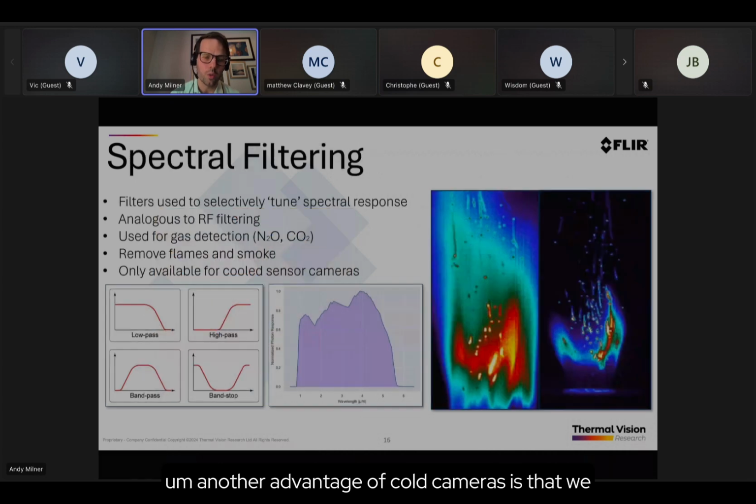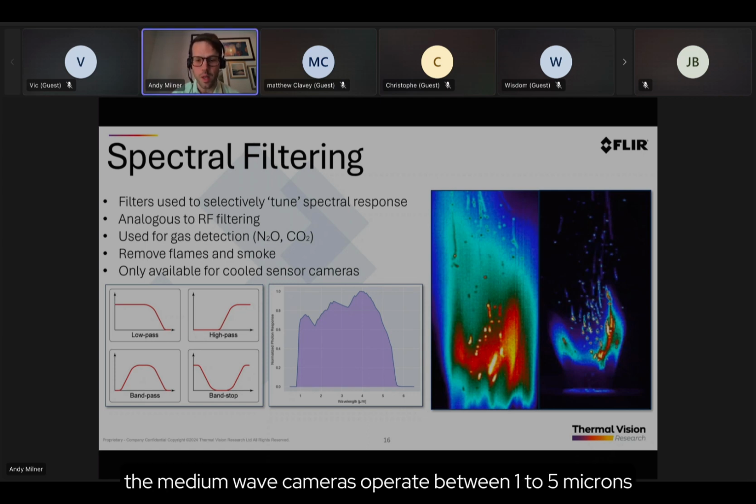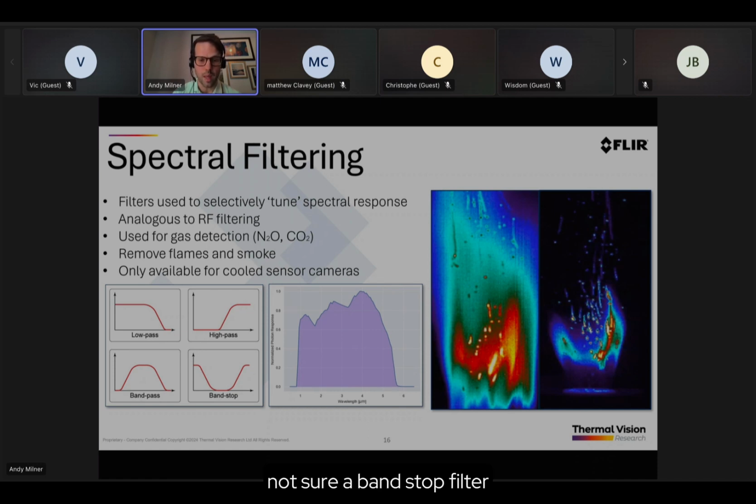Another advantage of cooled cameras is that we can use spectral filtering. Matthew mentioned first off that with the cooled cameras, there's some nice tricks we can do, such as gas visualization. But there's lots of things we can do. I've got an electrical engineering background, so I always think of it as like tuning a radio in the RF sense. The medium wave cameras operate between 1 to 5 microns. It's got the spectral range in the diagram there. But what we can do is tune that with low pass, high pass, a band pass, or even what we call a notch or a band stop filter.